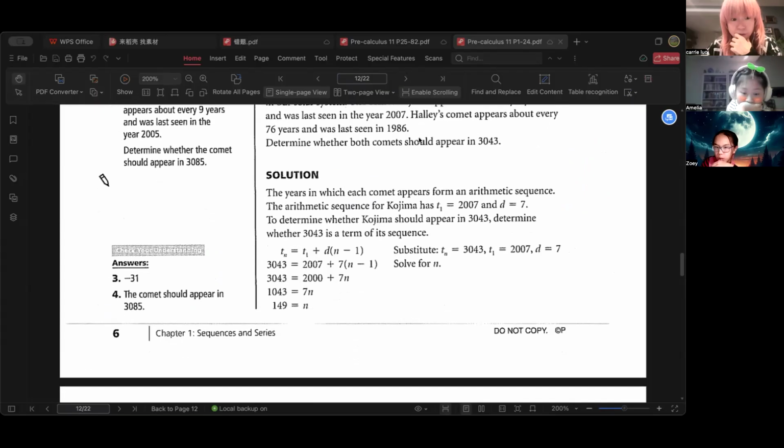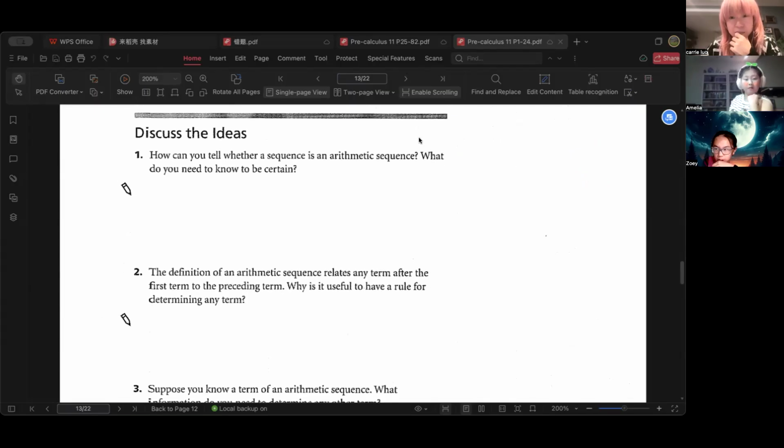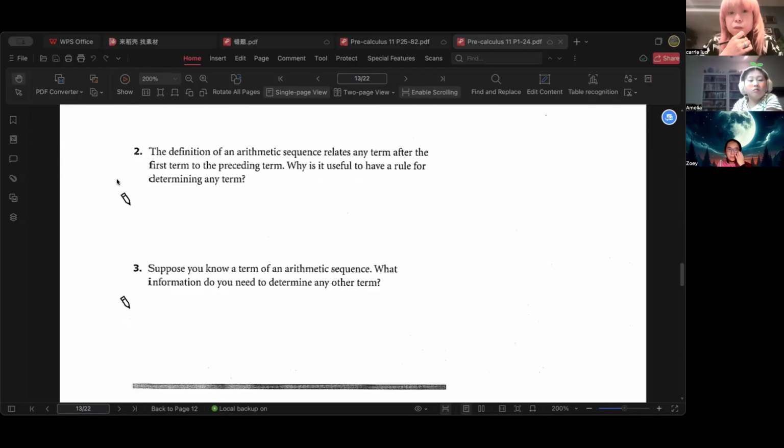Great. Okay, so let's take a look at this one. How can you tell whether a sequence is an arithmetic sequence or not? What do you need to know to be certain? Like I said, the most important thing for an arithmetic sequence is the common difference, right? If the common difference is constant, the same for every single term, then it is an arithmetic sequence, right? The definition of an arithmetic sequence relates any term after the first term to the preceding term.